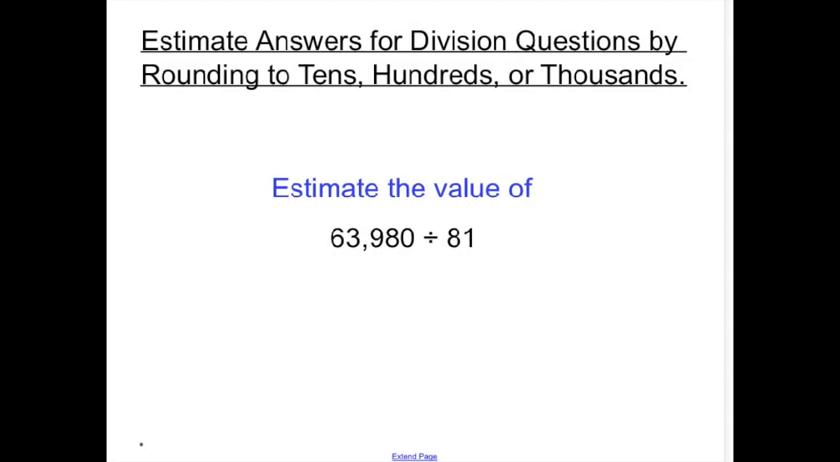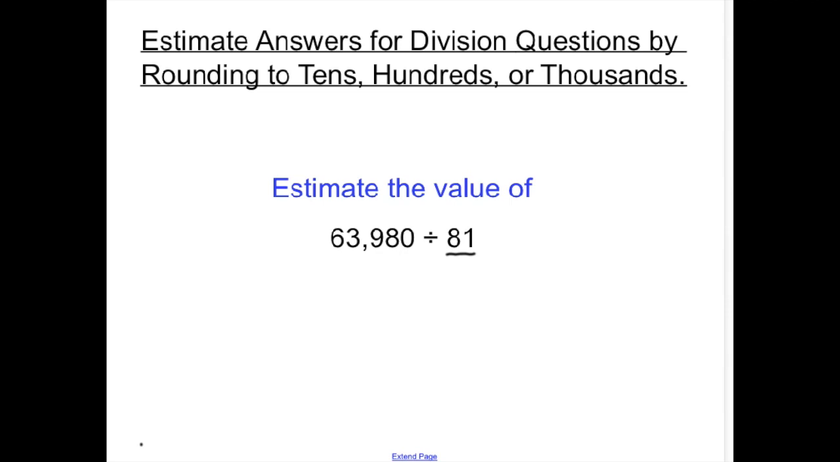Now let's review how to estimate answers for division questions by rounding to tens, hundreds, or thousands. Let's take a look at the problem 63,980 divided by 81. With division, we're first going to take a look at our divisor. Our divisor here is 81, and we want to round this number first.